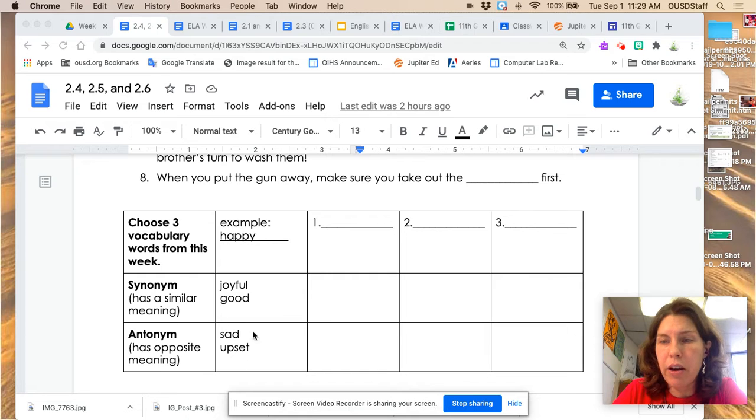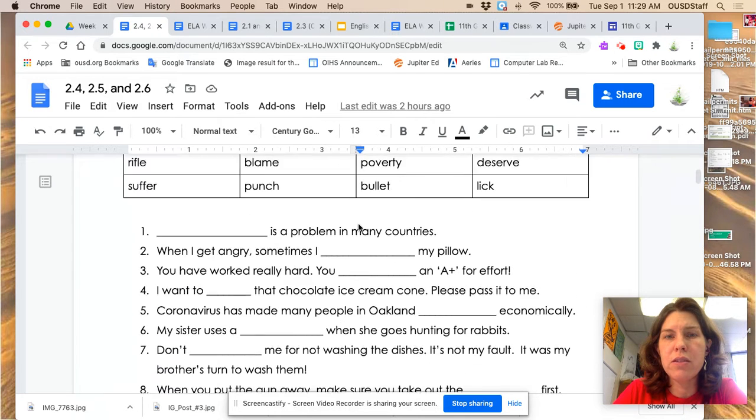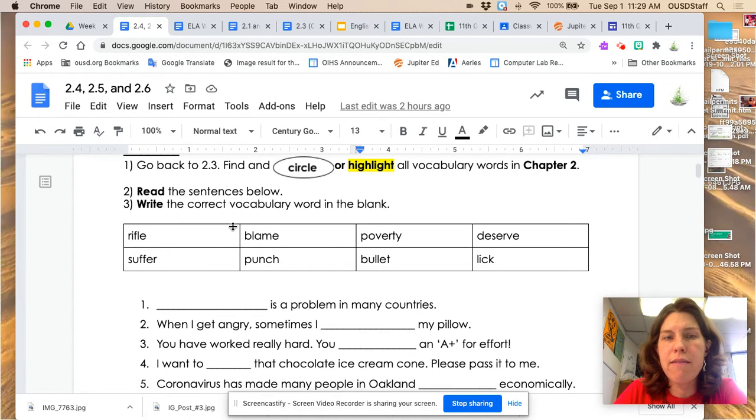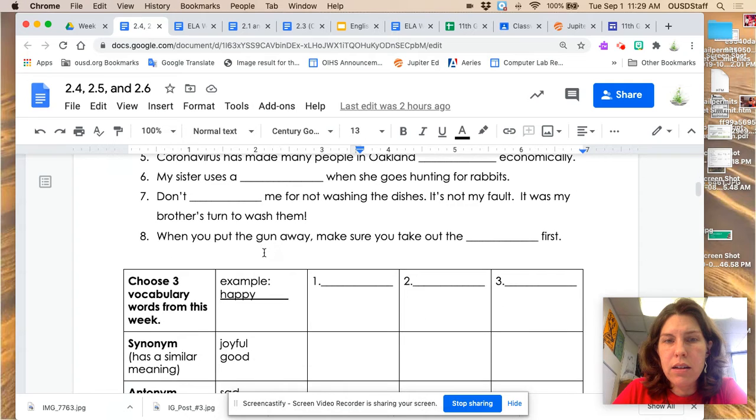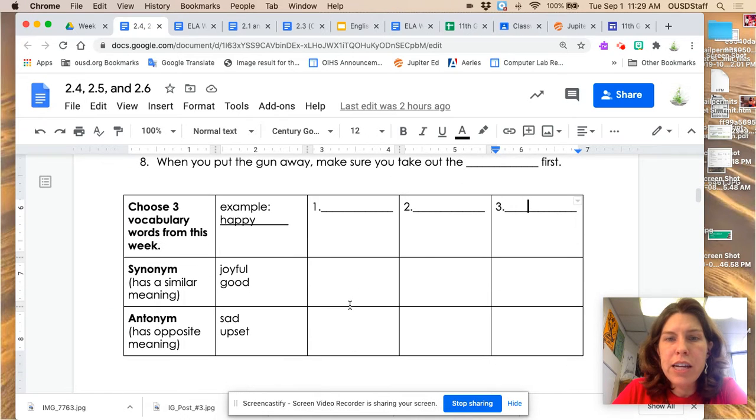There's an example here, but it's not from one of the vocabulary words, right? You need to choose 3 from this week. So I have to choose 3 of these words to practice with. I'm going to write the 3 words down here. And then for each word, I need to think of a synonym. That means a word that means almost the same thing.